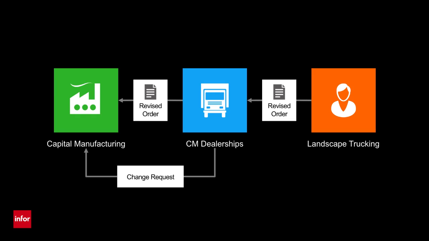We have just seen how Capital Manufacturing automates the sales and manufacturing process, generates complete and accurate sales and manufacturing orders, easily processes change requests, and quickly processes special requests with Infor Configure Price Quote.